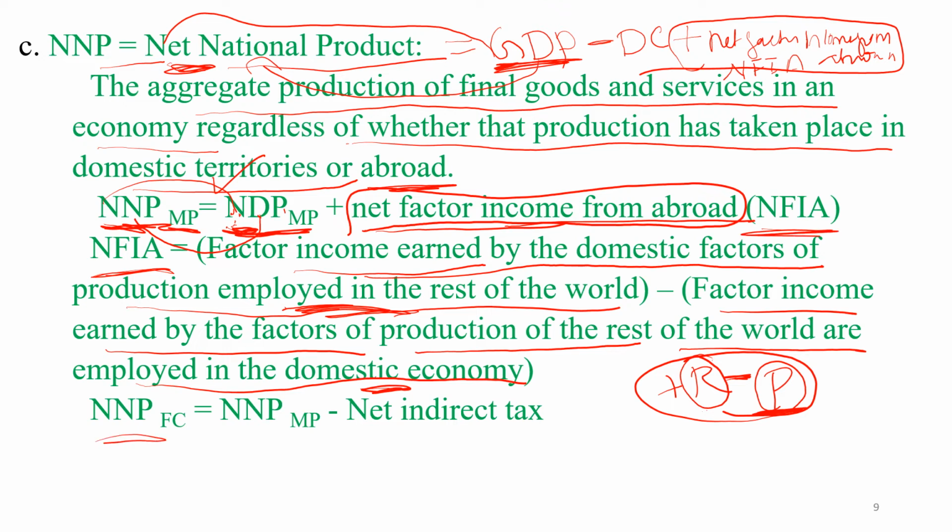Then how will you calculate net national product at factor cost? Means net national product at market price minus net indirect tax. If you do, you will arrive at net national product at factor cost.